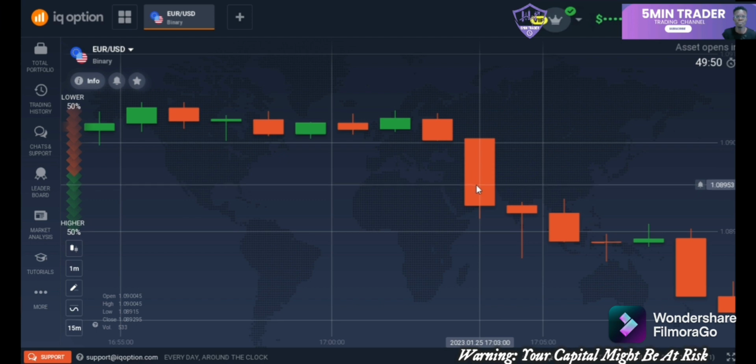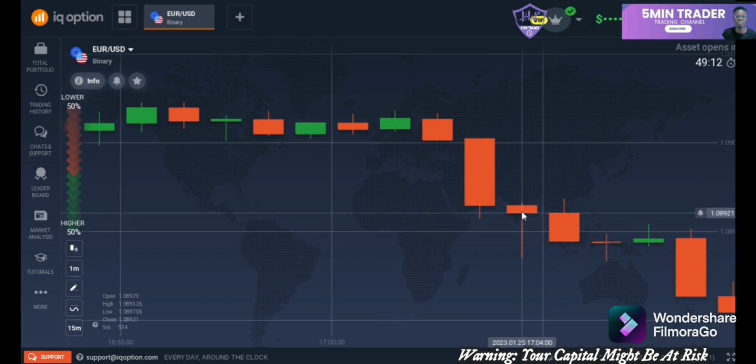Now this red candle opened at the top of this candle, and then it moved. The sellers pushed this market down to this level, and then the buyers stepped in and pushed the market to this level. The market opened here, the sellers pushed it to this level, and then the buyers stepped in and pushed it to this level, and it closes here. This whole thing you see is 1 minute.